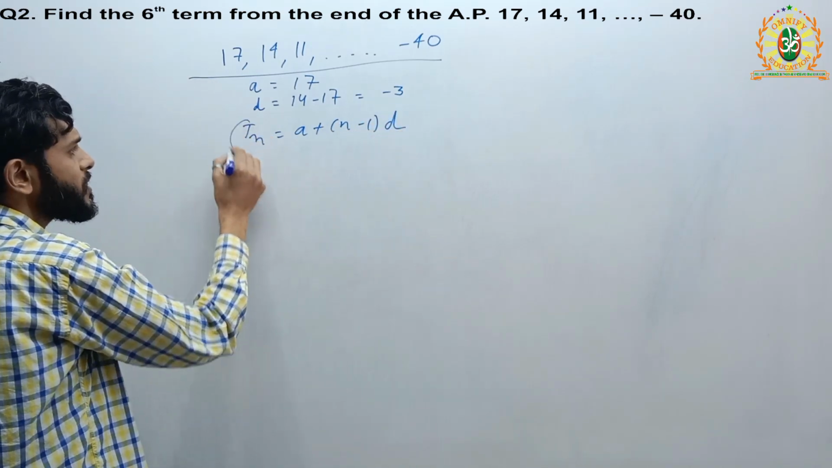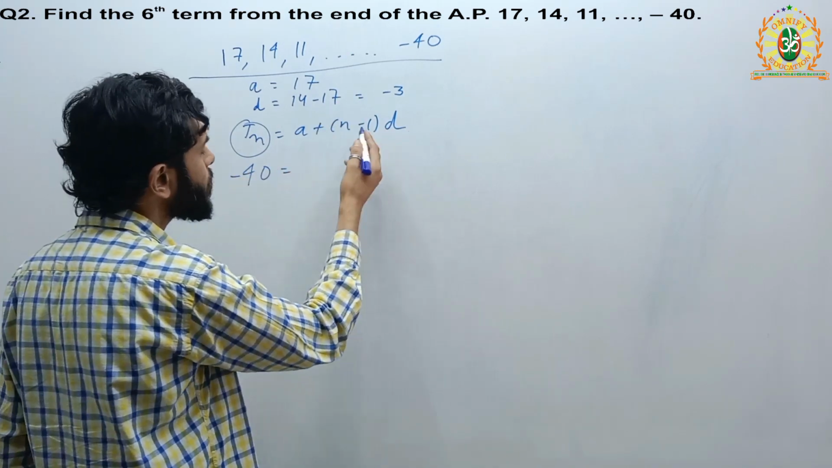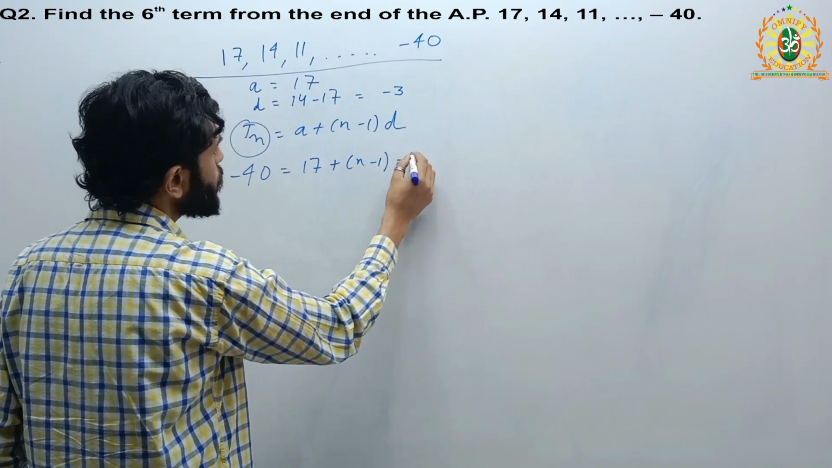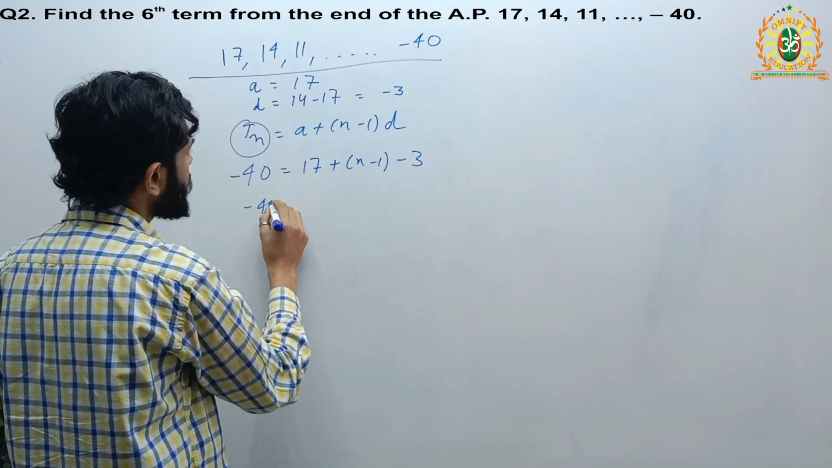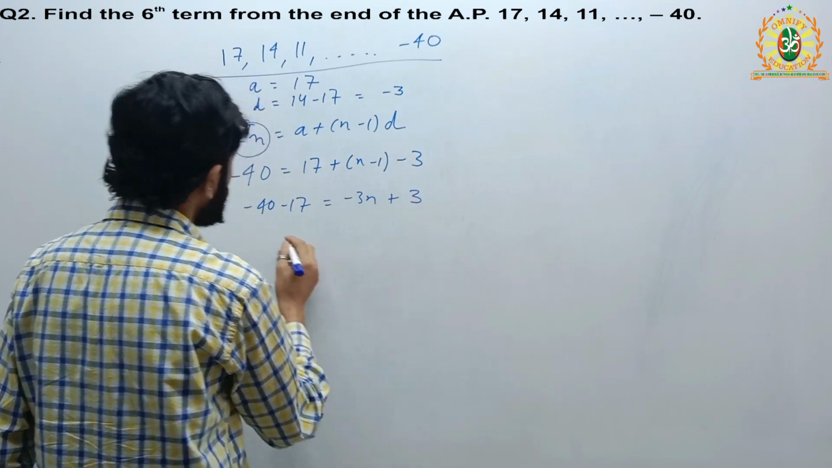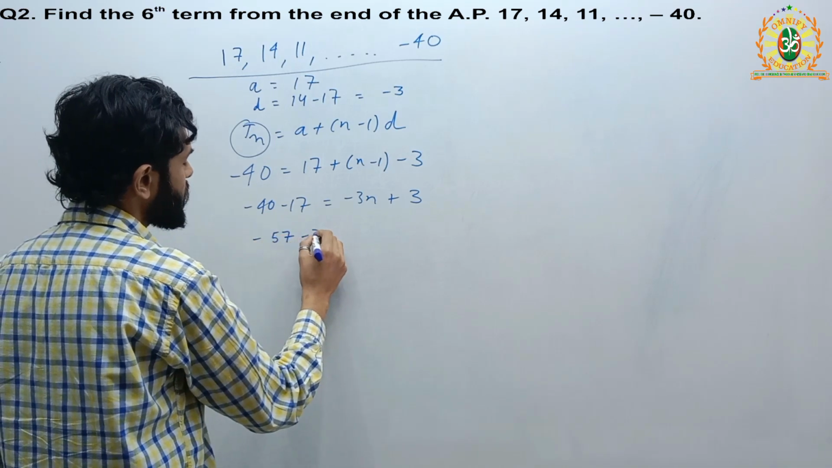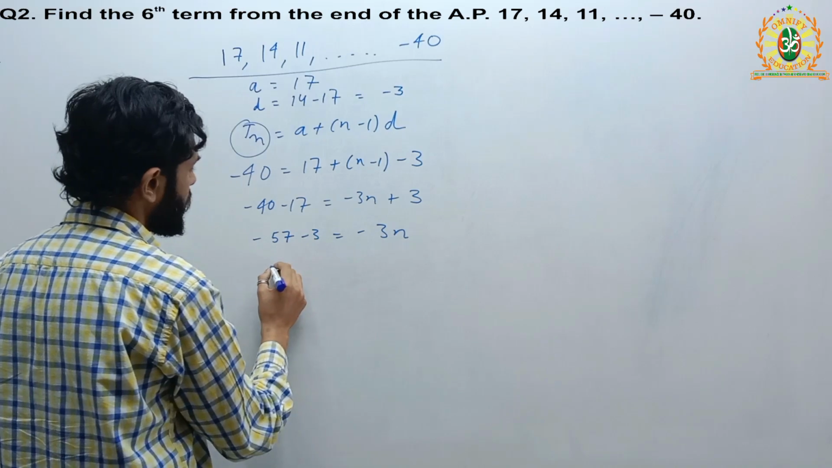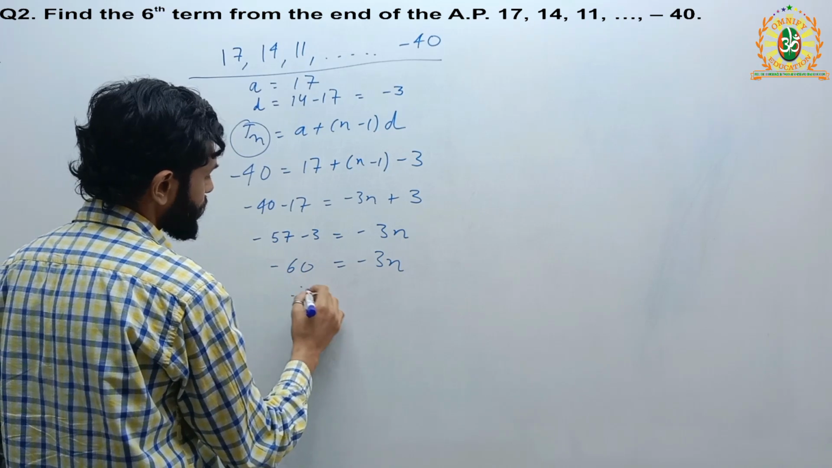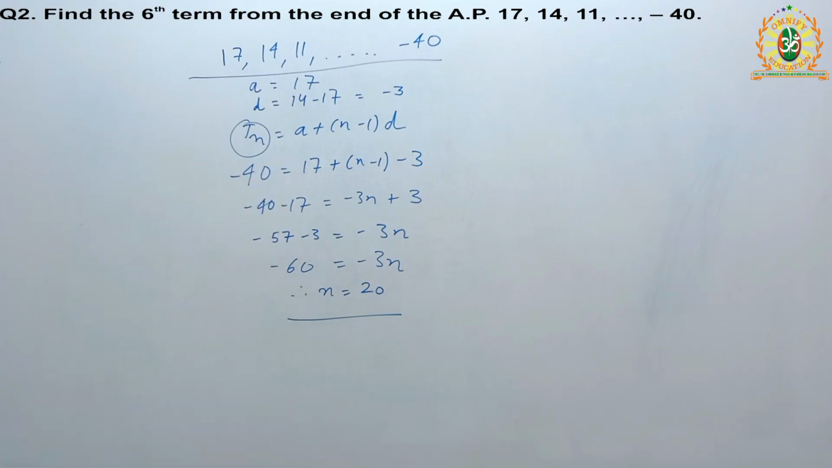We know that the last term is minus 40, and we have to determine the number of terms. So it would be minus 40 equals 17 plus n minus 1 into minus 3. So it will give you minus 40 minus 17 is equal to minus 3n plus 3, which will give you minus 57 minus 3 is equal to minus 3n, so minus 60 is equal to minus 3n. Therefore n is equal to 20. Hence the number of terms in this AP is 20.